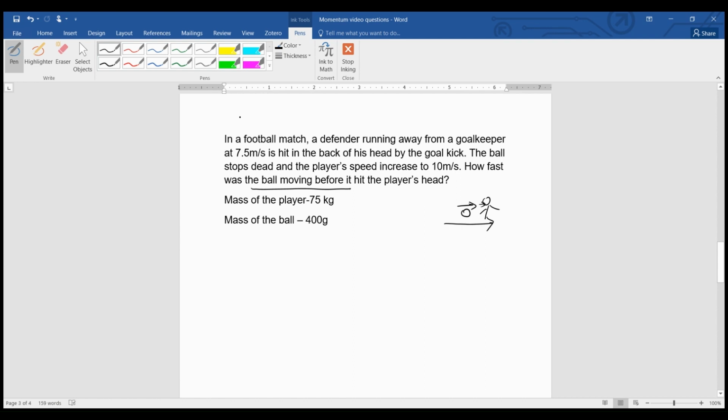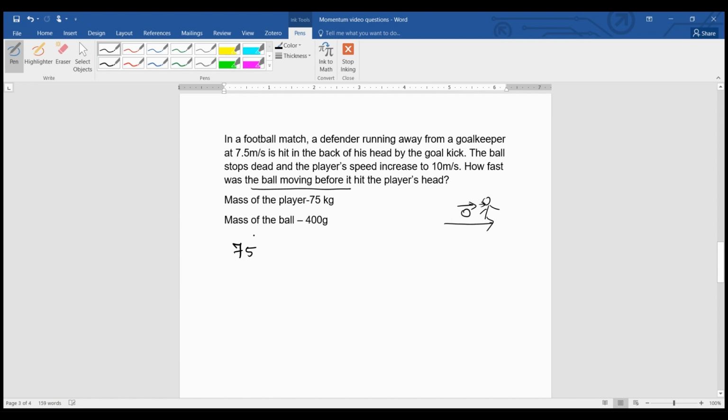Now after hitting the player's head, the player's speed is increasing to 10 meters per second. So the player is still moving forward with a speed of 10 meters per second. From 7.5 meters per second, the player's speed increased to 10 meters per second. So let us apply the law of conservation of momentum to this scenario.